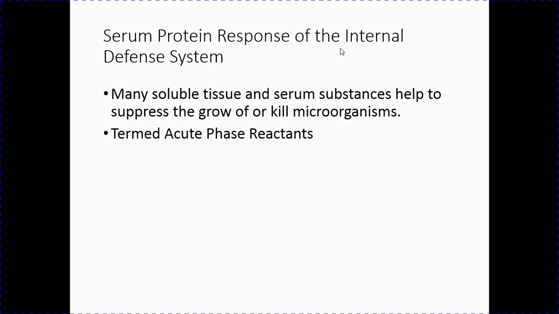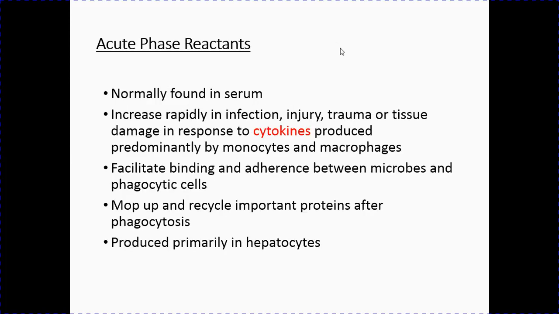These acute phase reactants have different mechanisms for participating in the internal defense system. So let's go through them one by one. We're going to look at the general characteristics, and then we're going to look at some of the specifics of them. The characteristics of acute phase reactants include the fact that they're normally found in serum. We see these generally rapidly rise during infection, injury, trauma, tissue damage, all of those things.